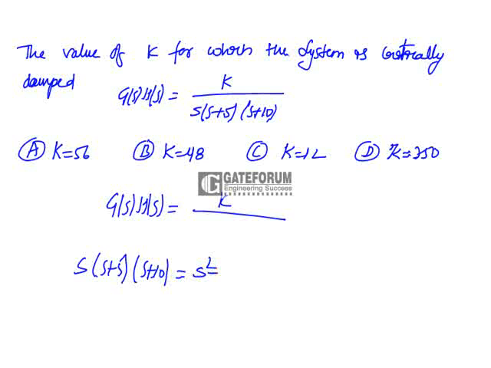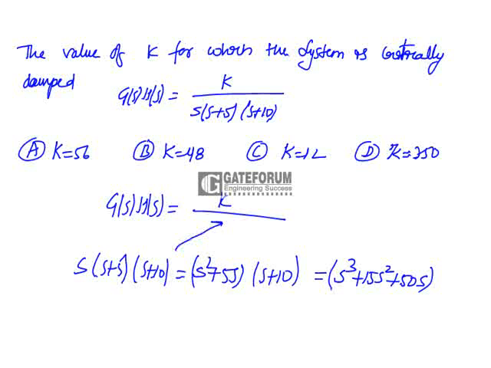So this is equal to (s square plus 5s) into (s plus 10), which is s cube plus 15s square plus 50s. Now what is the characteristic equation? The characteristic equation is given as s cube plus 15s square plus 50s plus k equal to 0. Okay, this is the characteristic equation.